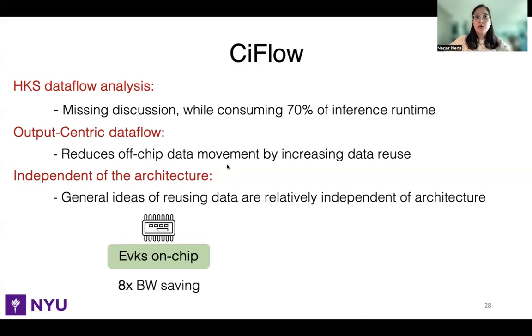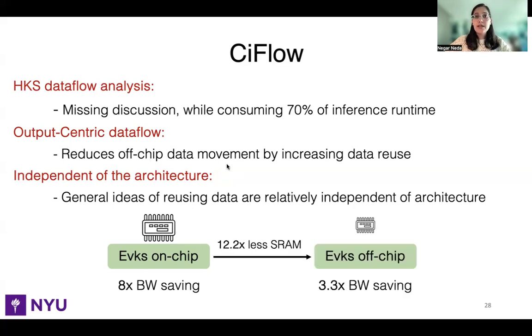And our results show that by having a big on-chip memory and storing the keys on-chip, we can save up to 8 times bandwidth by using output-centric compared to the max parallel implementation. Or we can save 12 times on-chip memory, go to a smaller on-chip memory, and still get the same performance as the baseline by saving 3.3 times off-chip bandwidth.